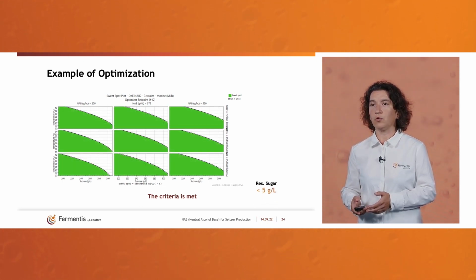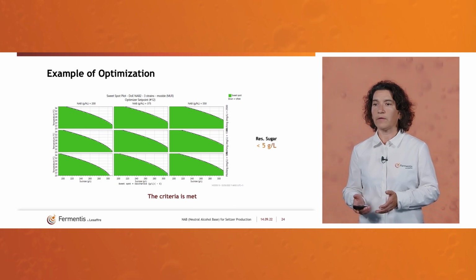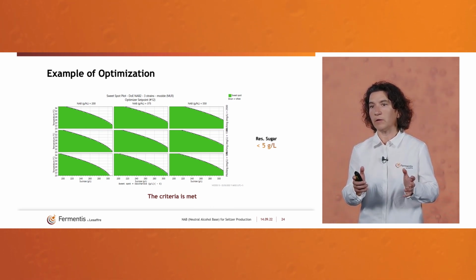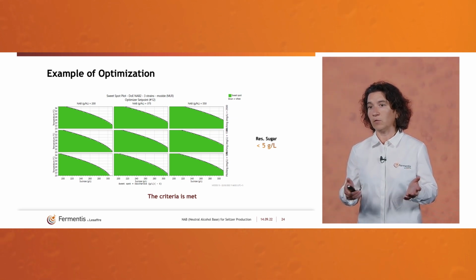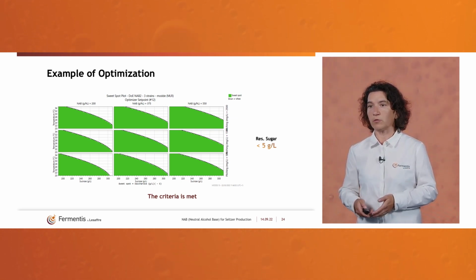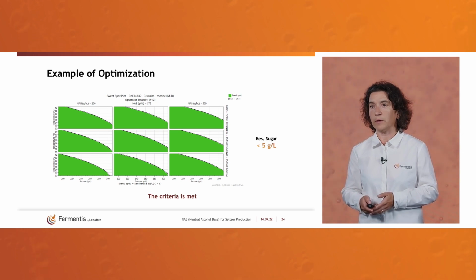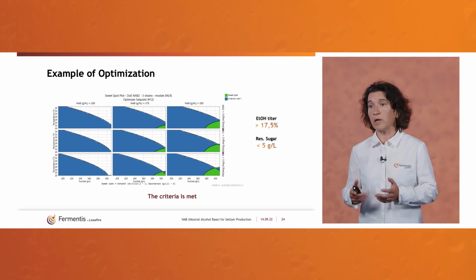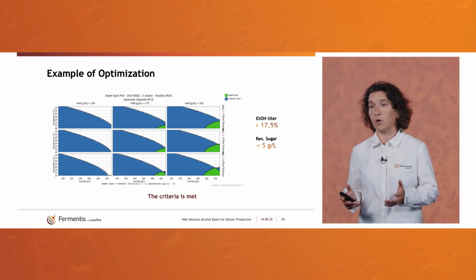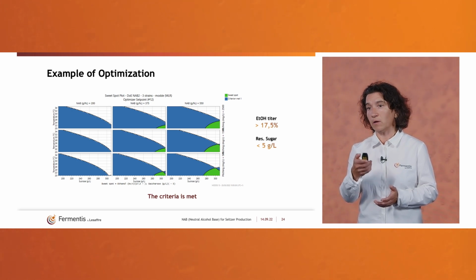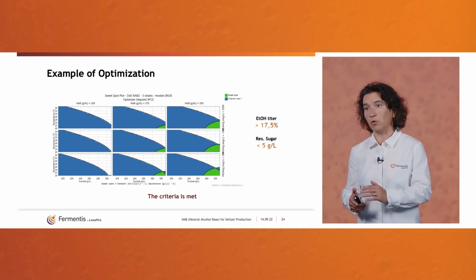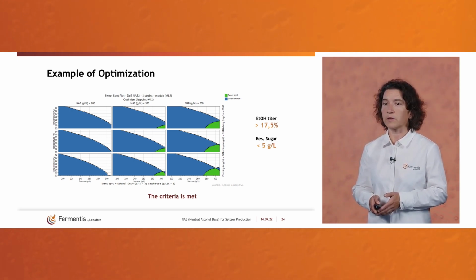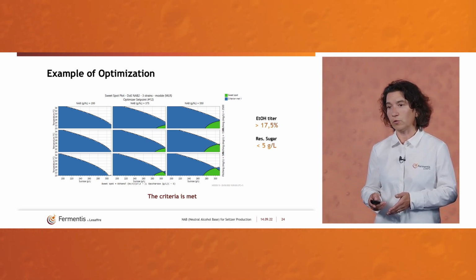Now, if we want to have less than 5 grams per liter of residual sugar, we have to work in the green area, and we can reach this concentration of residual sugar with the VR44. Now, if we want the two results at the same time, we have to work in the common area, which is in green on this graph, that is to say at low temperature and with a high concentration of sucrose.